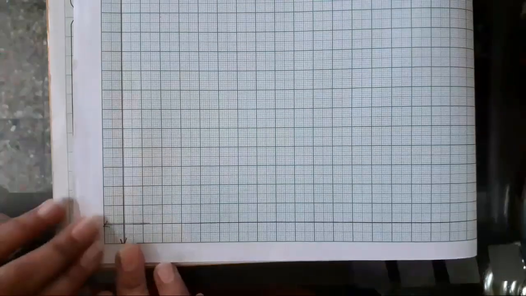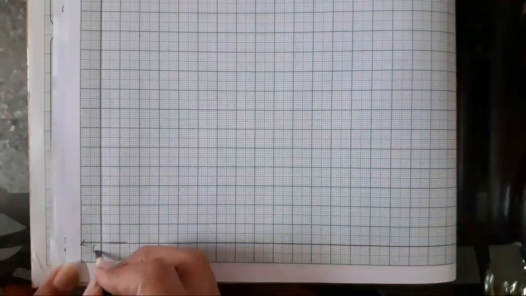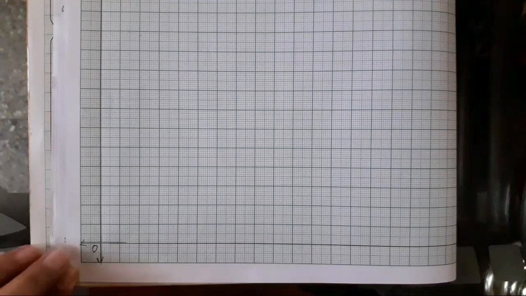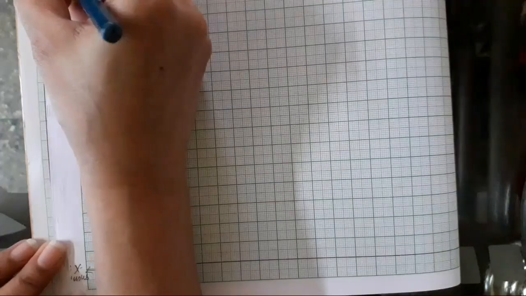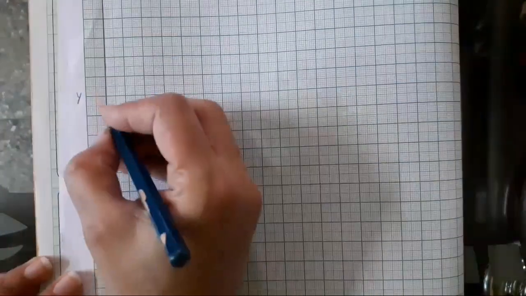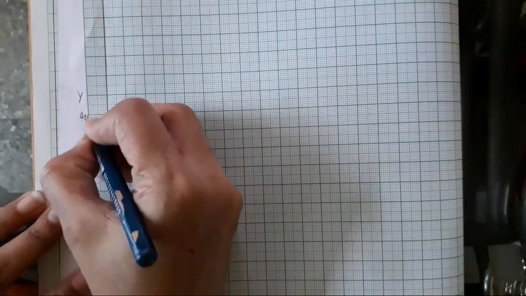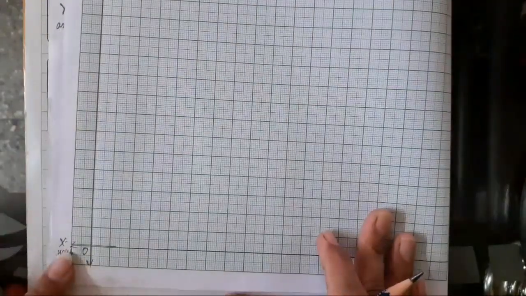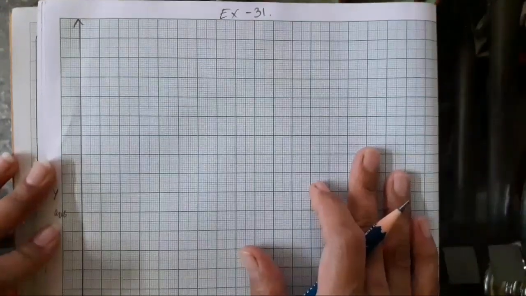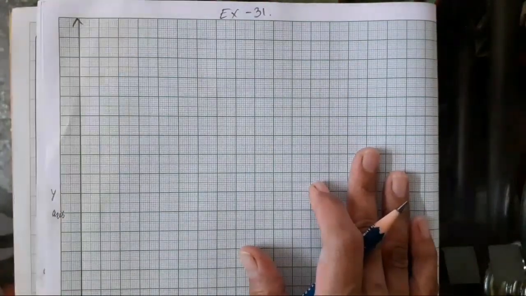After drawing the x-axis and y-axis, the first thing we need to do is put a 0. Write x-axis and y-axis. After drawing we should write first x-axis and y-axis. After writing these two things, we need to write the scale according to the question given.